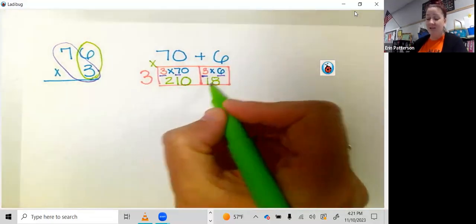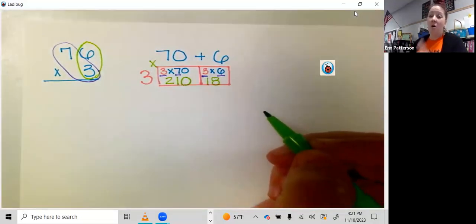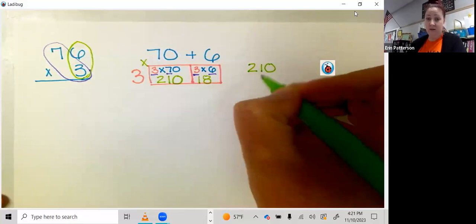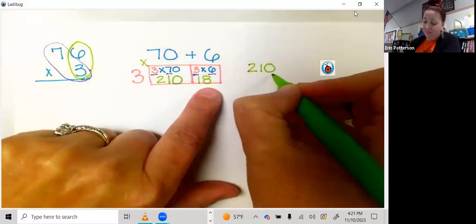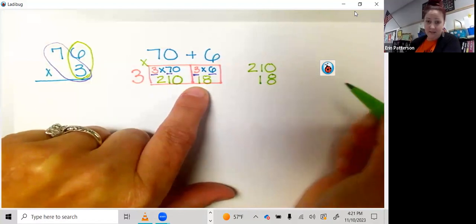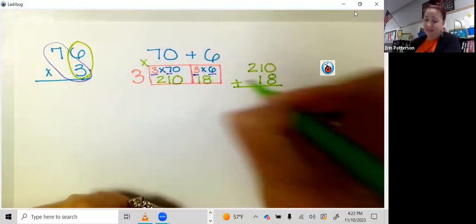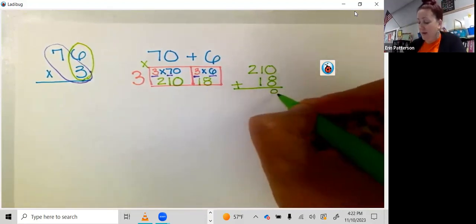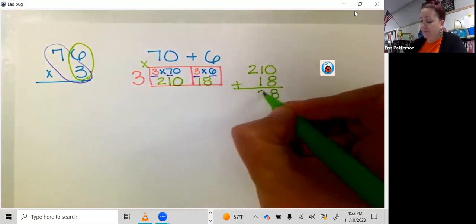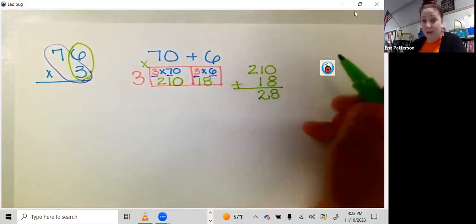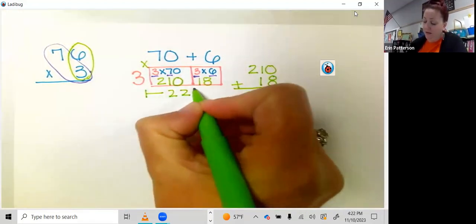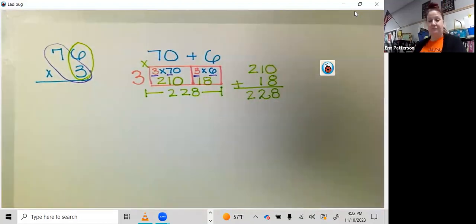So I've got to add these two together to get my whole product. I'm going to write my biggest number first, 210. I'm going to line up my ones and my tens in that number, and I am going to add it to get my whole product. 8 plus 0, 8. 1 plus 1, 2. Nothing plus 2, 2. My whole product should be 218.